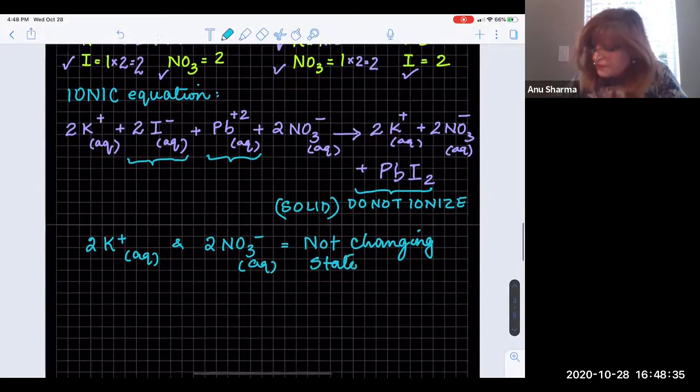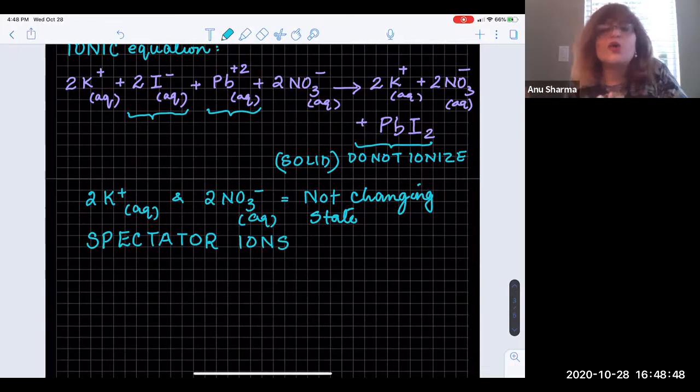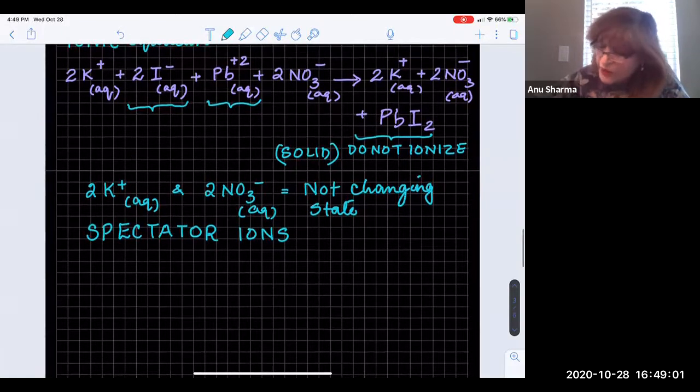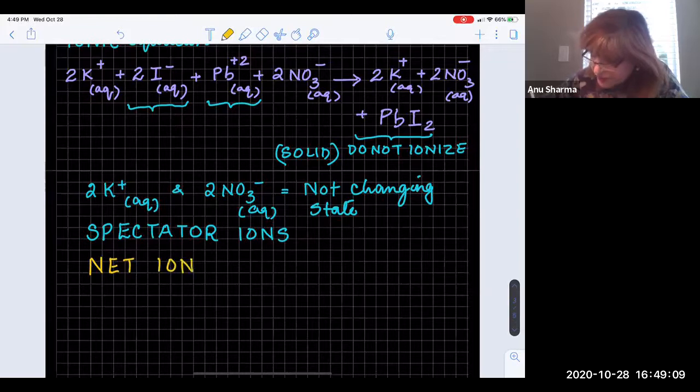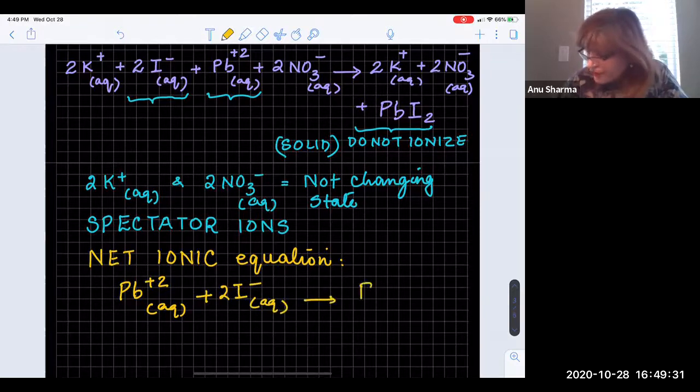These are the spectator ions. Spectator, S-P-E-C-T-A-T-O-R, spectator ions. These spectator ions basically just watch the show. In other words, it's hard to identify whether the potassium is from the reactant or the product side. Same story with the nitrate. However, what is our net ionic equation? In the net ionic equation, you write down those ions that showed the change in phase. And that was which one? Lead, +2 aqueous, combining with 2 iodide ions in the aqueous state to make PbI2, which is a solid. That is the precipitate.